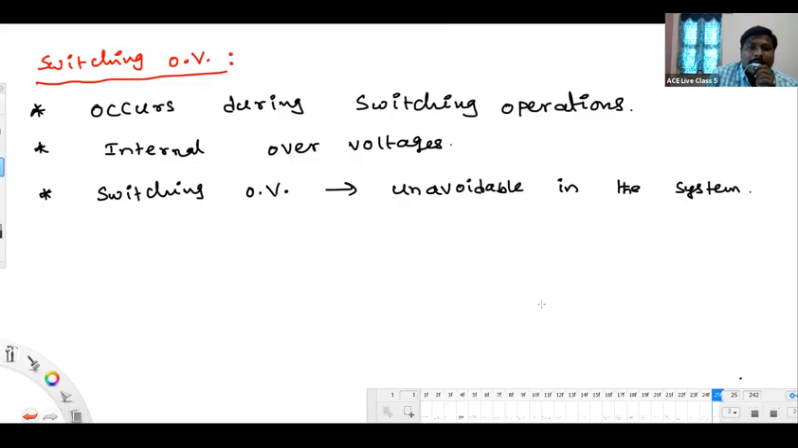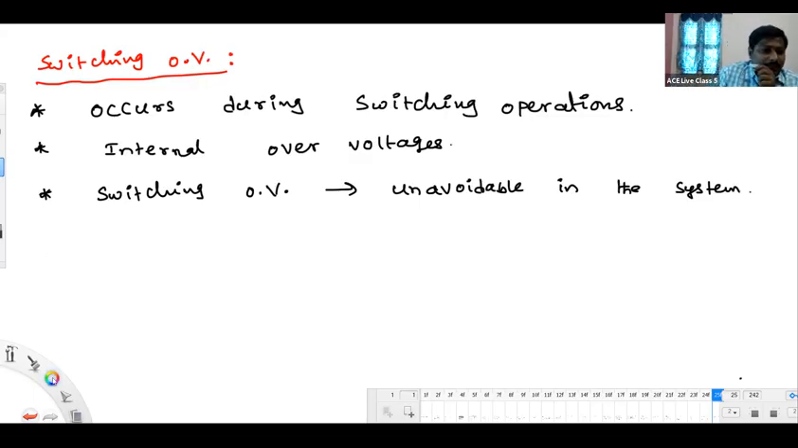Now we have almost reached the end of this topic. The question I am asking is: based on what over voltage do we have to select the insulation level? Is it based on lightning or switching? If anybody asks you this type of question, what you have to answer is: whichever is higher among these two, based on that we select the insulation level.